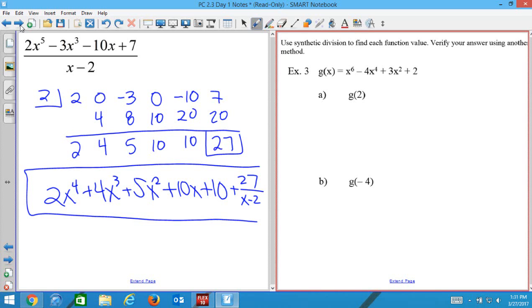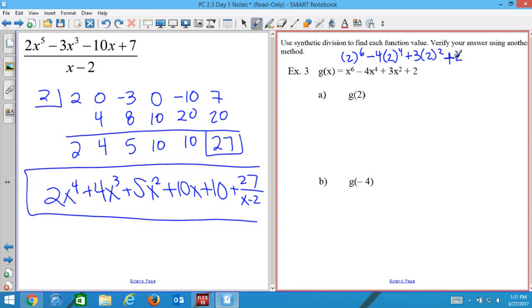So we do know you could just plug in 2 to the 6 minus 4 times 2 to the 4th plus 3 times 2 squared plus 2. And if you don't have a calculator, have fun. Okay? But we can also do this by synthetic division.